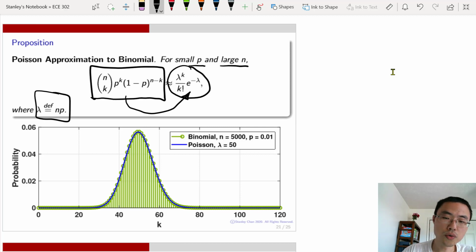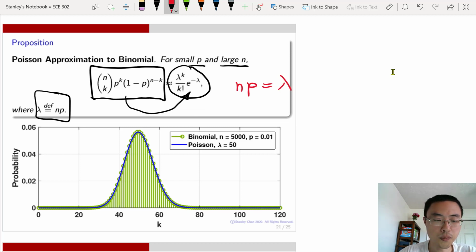So what do I mean here? It means that n times p is equal to lambda. This is the definition of the lambda in this approximation. For this approximation to hold, you must define lambda as n times p. So if you make n bigger, then p has to become smaller, so that the product will remain a constant. That's the criteria for this approximation: you make n big and you make p small.